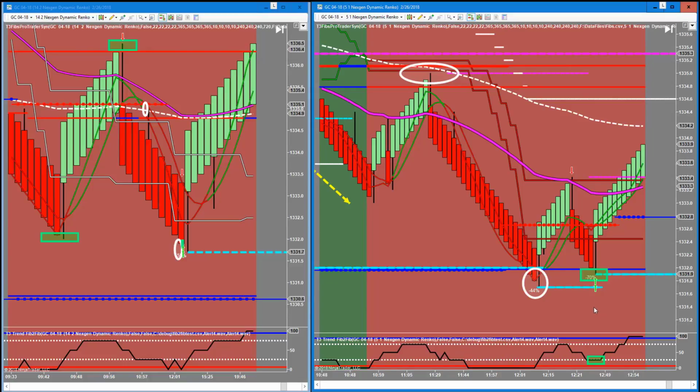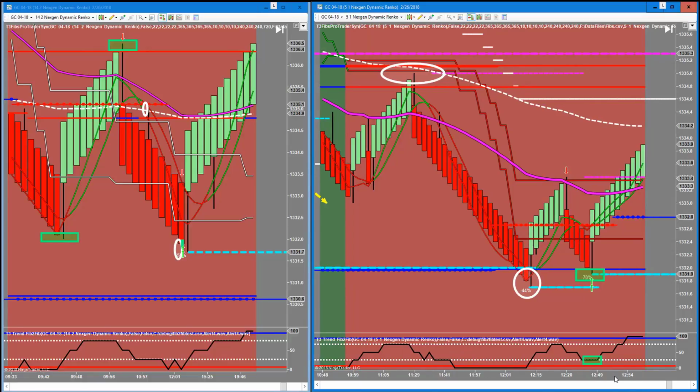So again, I know we're handling quite a bit of information on this one chart, but it's a counter trend trade on the large chart from the edge of resistance up here at 1336.40, which would have yielded at least 20 ticks profit.